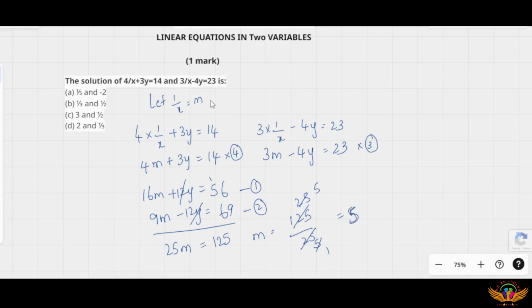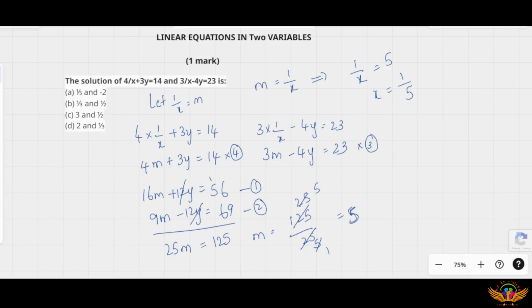So what is m actually? m is equal to 1 by x. So that means 1 by x is equal to 5. Okay. And x is equal to 1 by 5. Alright. Done.